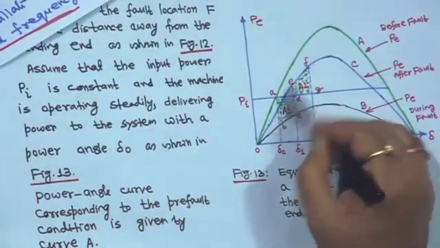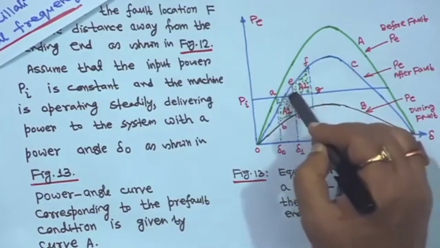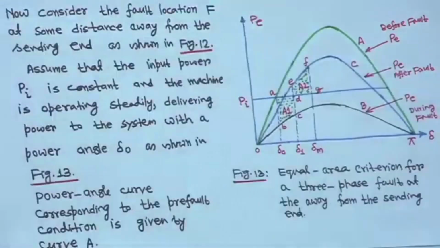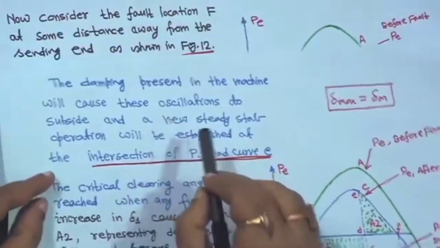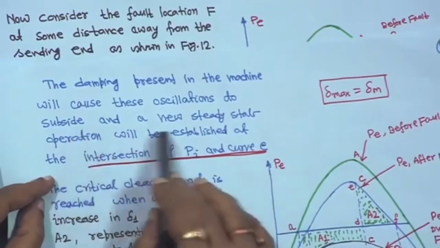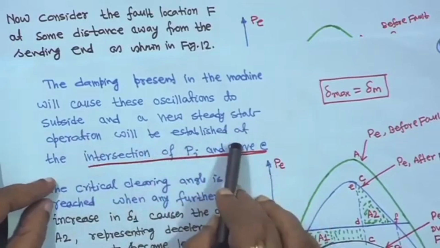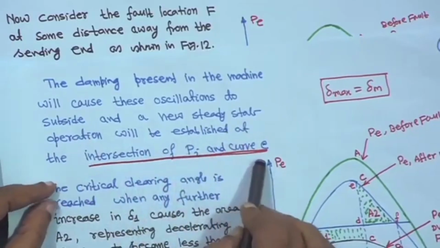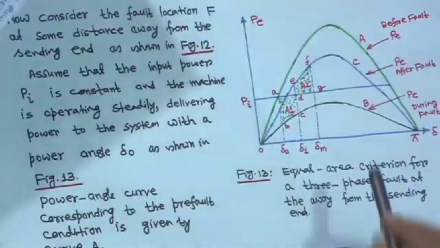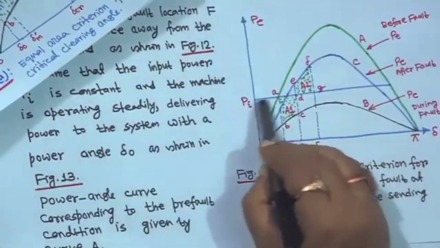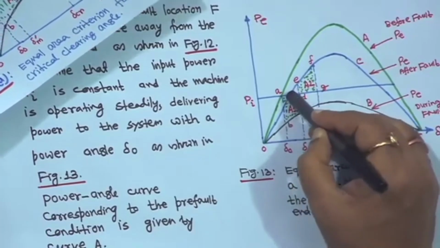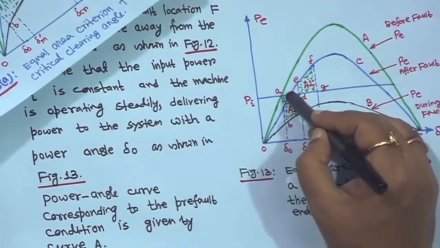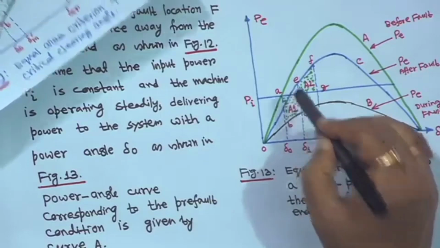It will oscillate around E at its natural frequency. Finally, the damping present in the machine will cause this oscillation to subside, and a new steady state operation will be established at the intersection of Pi and curve C. I told you, the intersection of this Pi line and this blue curve will be the steady state operating point here.